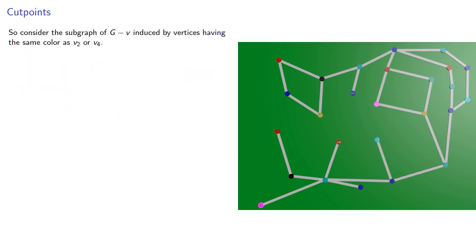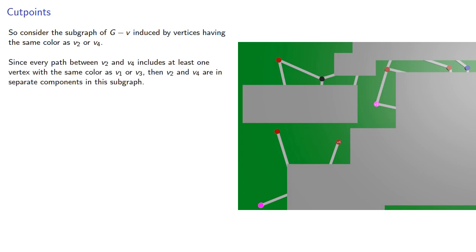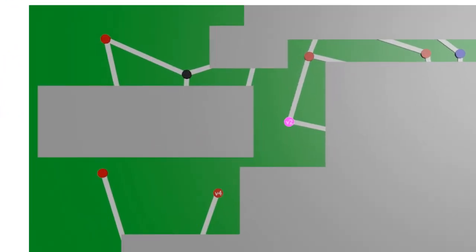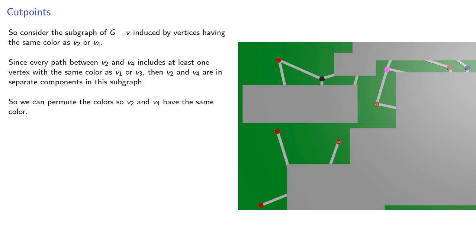So now consider the subgraph of G minus V induced by vertices having the same color as V2 or V4. Again, we'll just cover up the vertices that have different colors. Since every path between V2 and V4 includes at least one vertex with the same color as V1 or V3, then V2 and V4 are in separate components in this subgraph. So again, we can permute the colors so V2 and V4 have the same color. You know the rest.